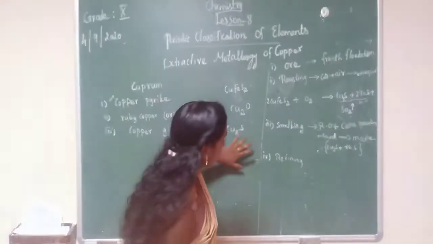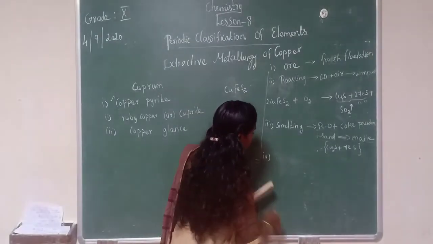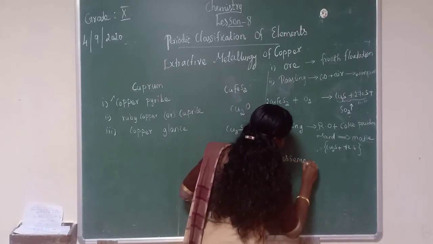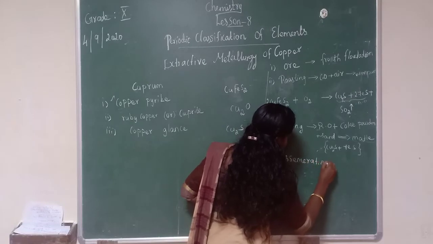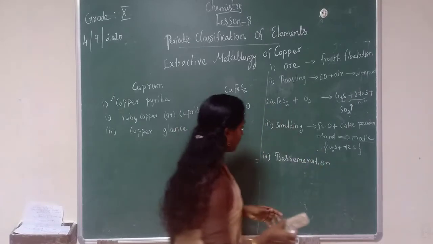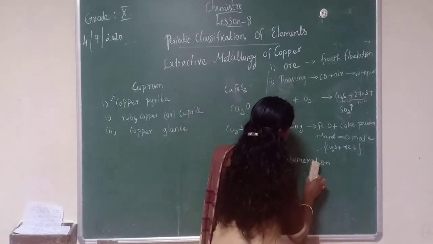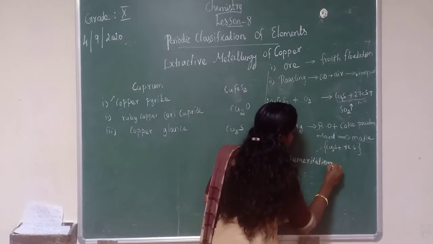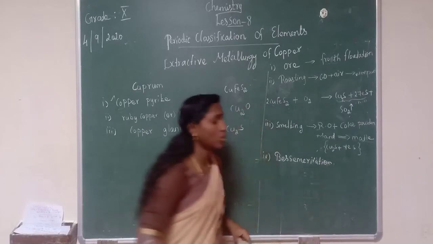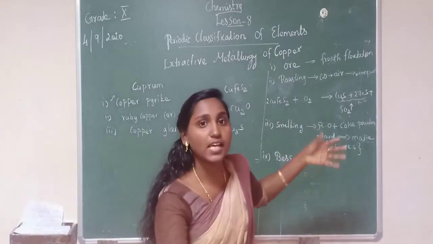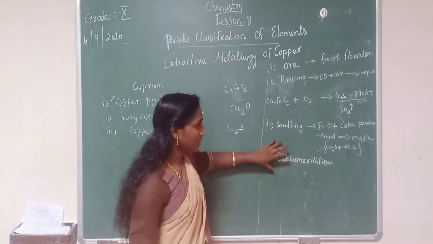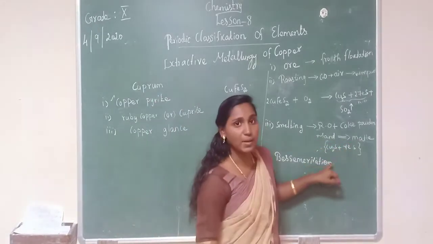Sorry, one more step is there: Bessemerization. Bessemerization. So in bessemerization, like the blast furnace, there is another one, a converter. Okay, like that blast furnace only. So in this bessemerization, we should take this mat.